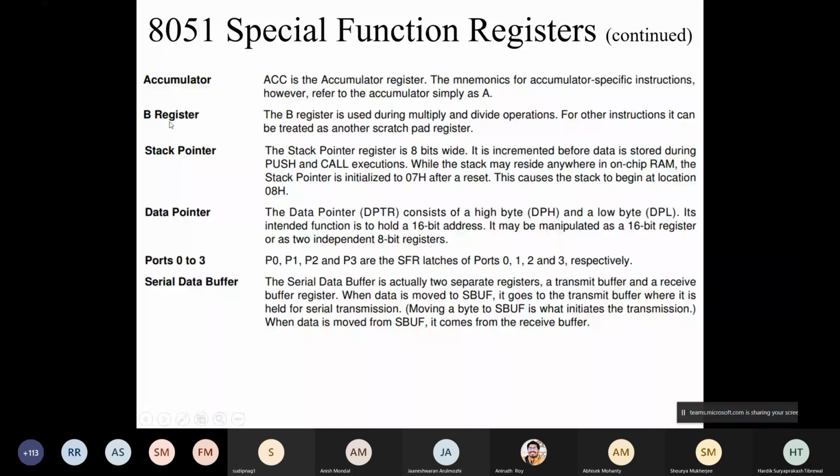Stack pointer, we discussed, it's an 8-bit register. It is incremented before data is stored during push and call. Now push and call are instructions coming from the instruction set, and these instructions have certain syntax and operations. Again, different types of call are present, different types of push are present. So we'll look at it through the instruction set. It will be much clearer. We'll come back to what is stack.